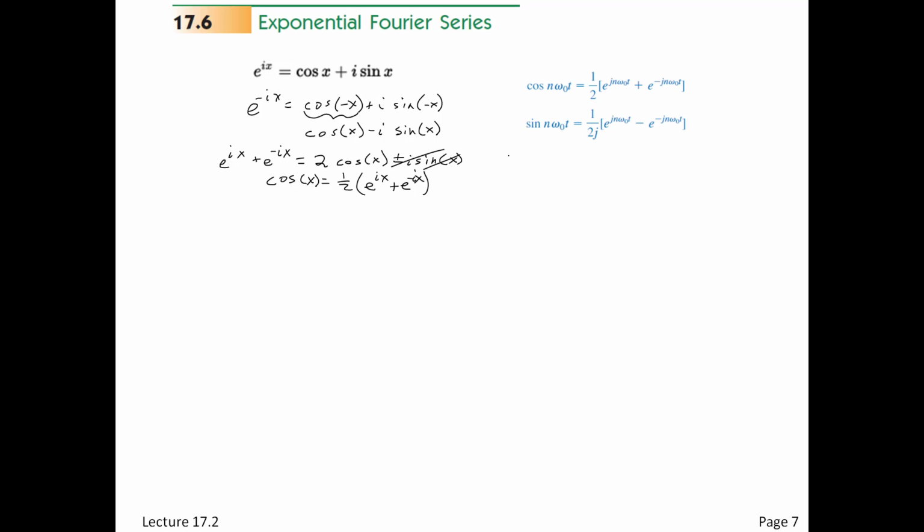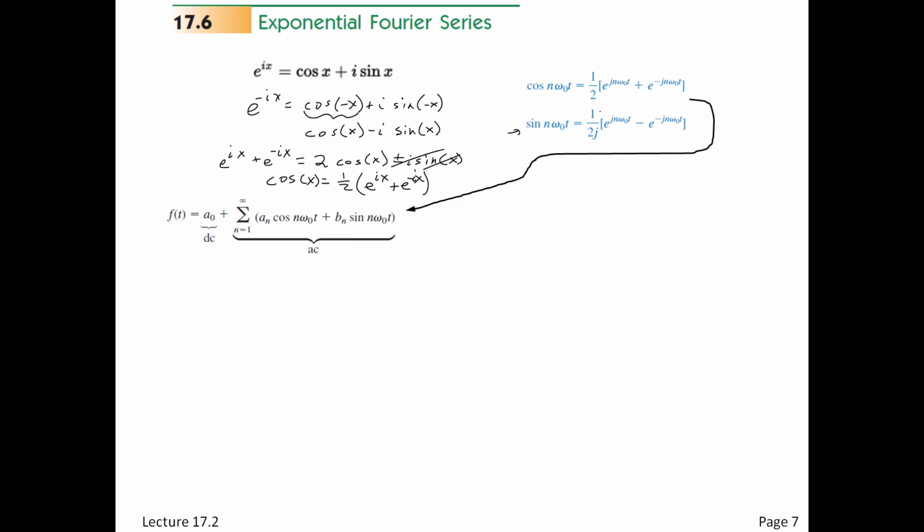So that's what leads to these two equations in the text. If you do the same thing that I just did for the cosine, if you do that for the sine, you'll end up here. You see our x is, of course, n omega 0 t. All right, so that gets us to that. Now, if we take these two, so now what have we gotten? We've gotten from time into an exponential form. And now we take our basic Fourier series. Here's our DC term. Here's our AC terms.